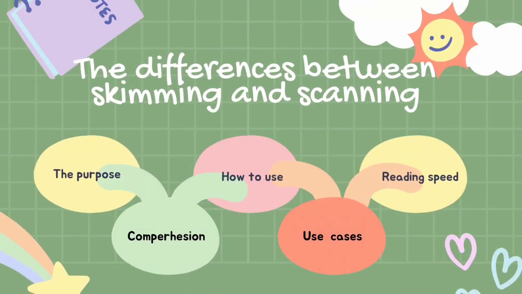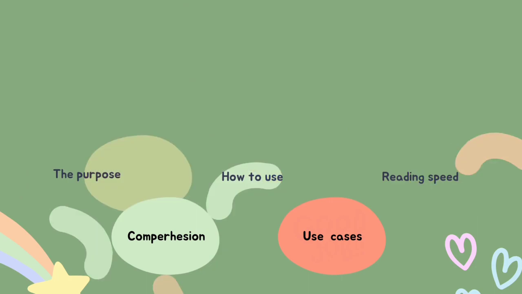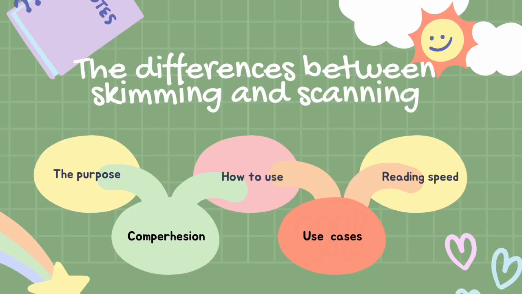Here are the differences between skimming and scanning. The first one is the purpose. Skimming and scanning have different purposes, as I have talked about before. The second is how to use, which is different between skimming and scanning. The third is reading speed. The fourth is comprehension. And the last one is use cases. If we want to use skimming and scanning, we need to know about the use cases because they are different.